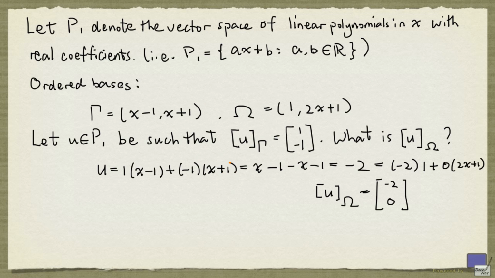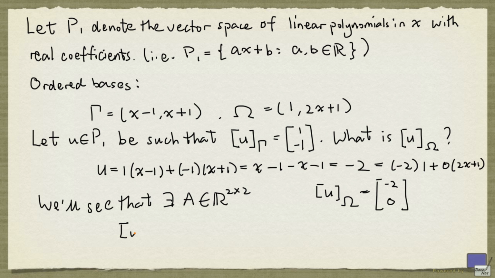So we have done this work for one particular vector in P1. What we'll see is the following. There's a 2 by 2 matrix A such that the tuple representation of u with respect to omega is given by A times the tuple representation of u with respect to gamma. What this is saying is, once we have found this matrix A, converting tuple representations with respect to gamma to tuple representations with respect to omega is just a matrix multiplication. So how do we do this?